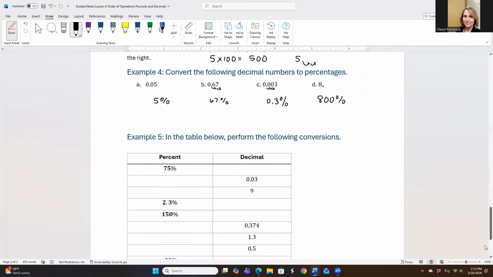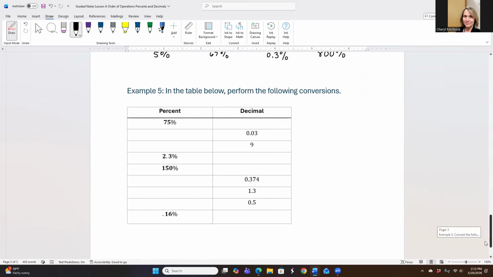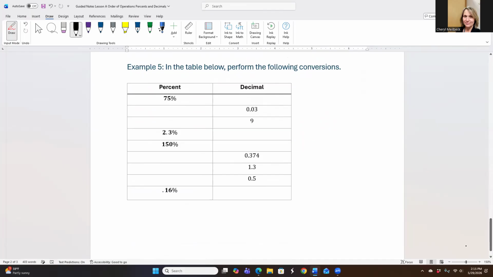All right, let's look at the table below. We've had a few examples here. I'm going to ask you guys to pause the video and fill out the table, and then we'll check it together. All right, let's see how you did.